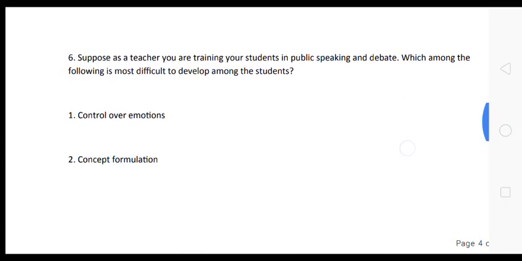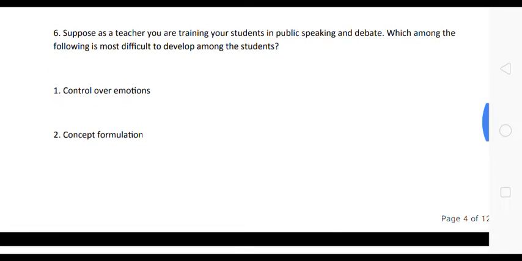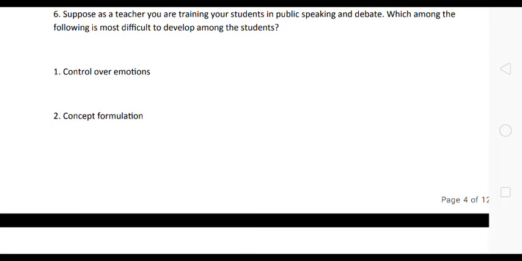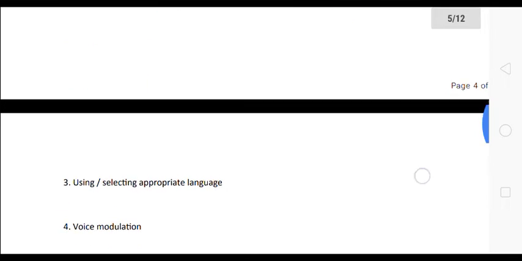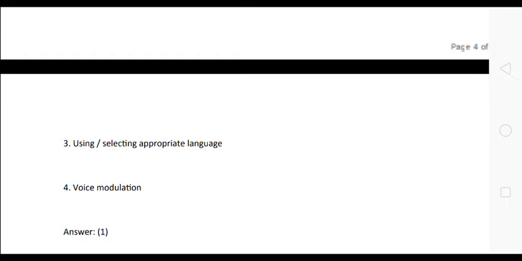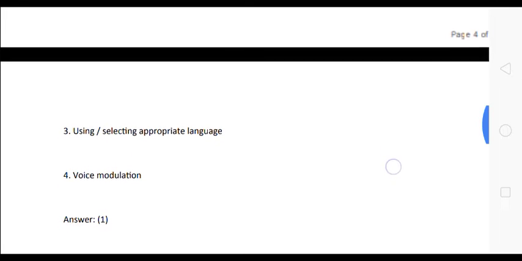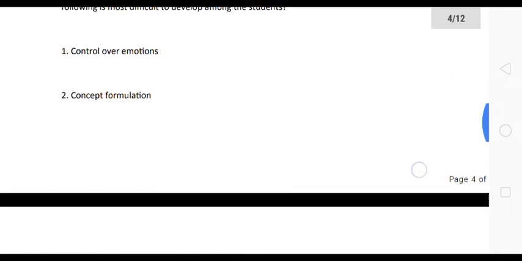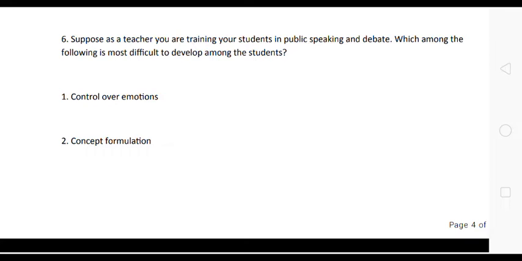The next question is, suppose as a teacher you are training your students in public speaking and debate. Which among the following is most difficult to develop among the students? Options are control over emotions, concept formulation, selecting appropriate language, voice modulation. But the correct answer is option 1. Control over emotions is most difficult to develop among the students.